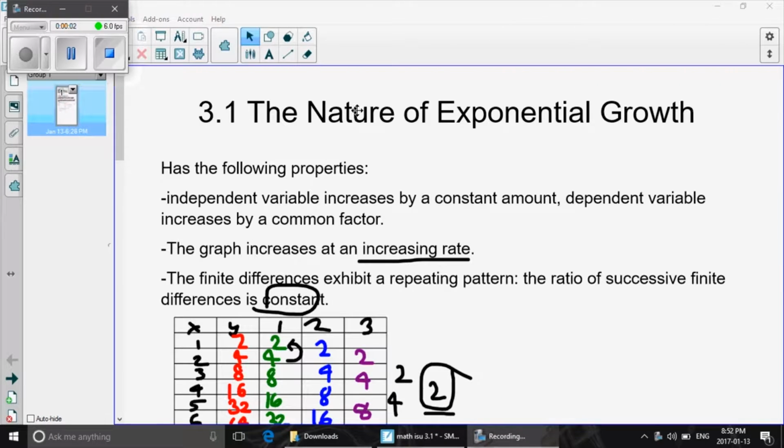In this unit, we're going to be talking about the nature of exponential growth. So it has the following properties. The independent variable increases by a constant amount and the dependent variable increases by a common factor. The graph also increases at an increasing rate, hence exponential growth. The finite differences exhibit a repeating pattern, so the ratio of successive finite differences is constant.